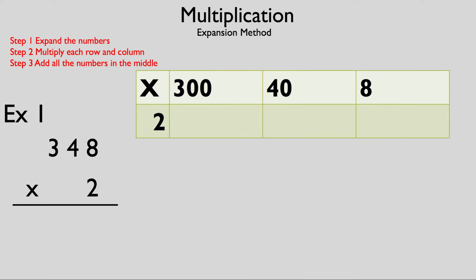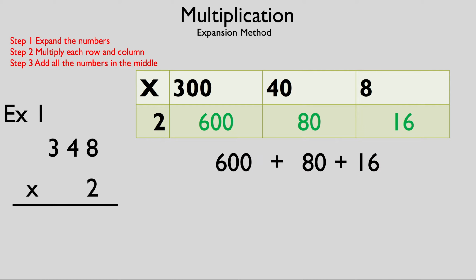So as you can see, the top row, x represents times, is 300, 40 and 8, and the left row is times 2. So let's go ahead and multiply 2 and 300. So we get 600. Then we're going to do 40 and 2, which gives me 80. And then we're going to do 8 times 2, which gives me 16.